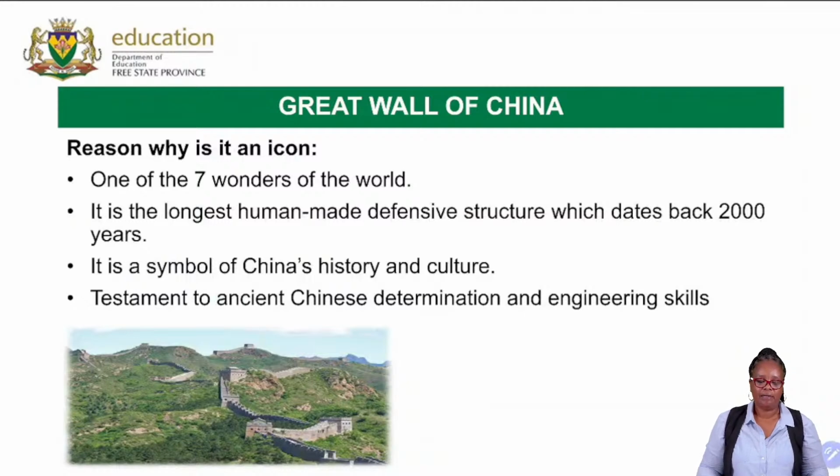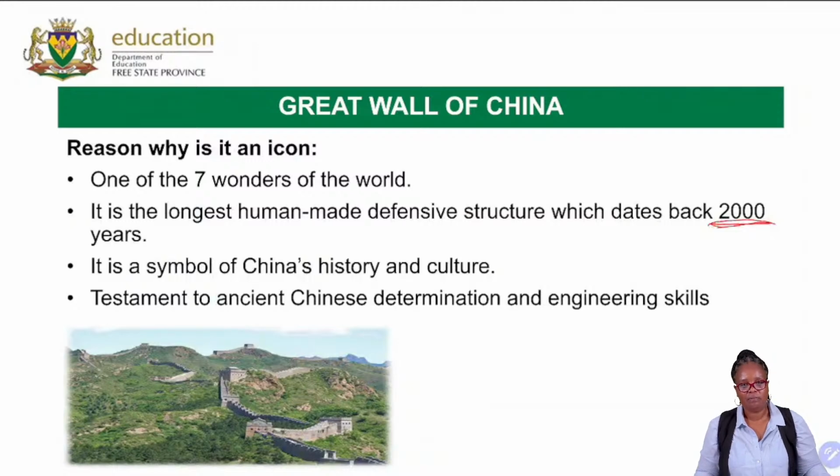Let's look at the reason why it is an icon. We know that it's one of the 7 wonders of the world. It is the longest, the Great Wall of China. It is the longest human-made defensive structure. It was made by people. Remember I said that you have to know whether the icon is man-made or it's natural. This one is man-made. It was made by people, by humans. It's a human structure. And it was done 2,000 years ago.